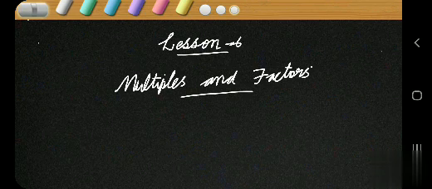Now write down: Lesson 6, Multiples and Factors. Very important concept. Learn thoroughly. Now write down notes. You please continue. Notes. First one, multiple.